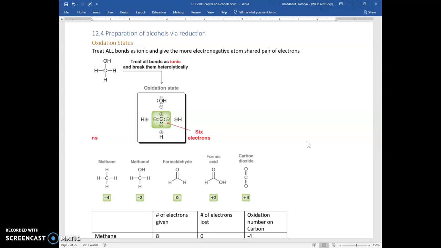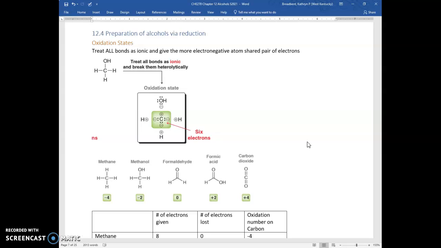Now we're going to take a little side trip off to oxidation states. I know you had this probably in 170 and in 180, but we're going to talk about it again a little bit here. When we assign oxidation states, we treat all the bonds as ionic and give all the electrons to the more electronegative atom. If the atoms are the same, then the electrons are split.